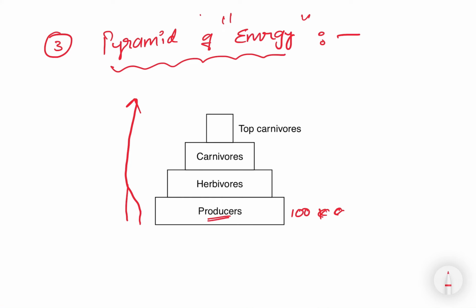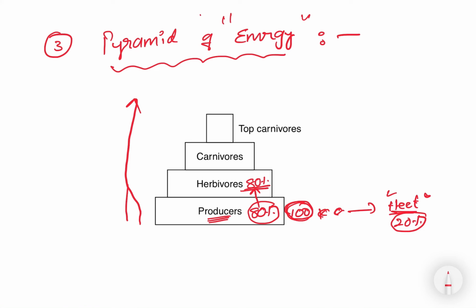During respiration and some other metabolic activities in the producers, some of the energy will be lost as heat energy. So, of this 100 kilocalories of energy that producers have acquired during the photosynthetic activity, say for example 20% of energy will be lost as heat and 80% of energy will be stored in the producer, and this 80% of energy will be captured by the herbivores while they feed.